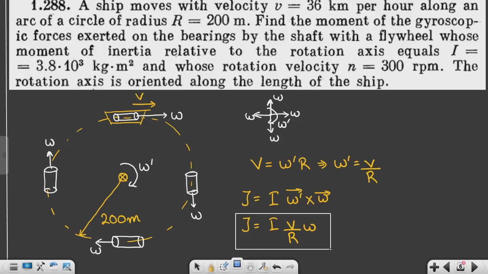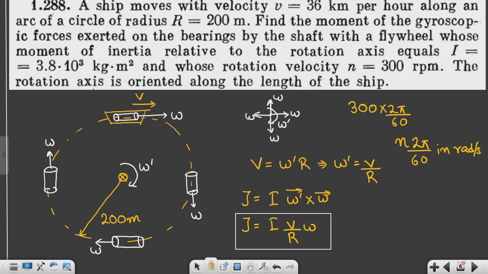One more thing. This omega is given as 300 rpm. How do I convert 300 rpm to radians per second? So 300 rpm is nothing but 300 into 2 pi radians per minute, divided by 60. So whatever n rpm is given, multiply n by 2 pi by 60 to get radians per second.